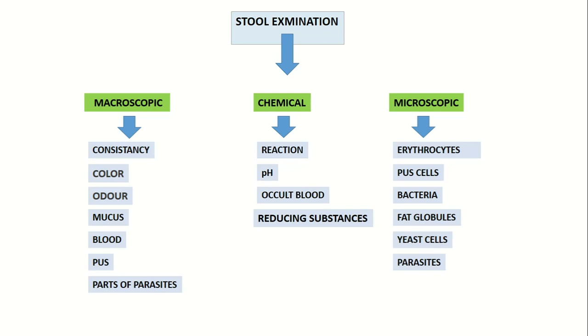As far as chemical examination is concerned, a very important chemical test is the test for occult blood. Now, occult blood is a very important theory question in pathology. And now, microscopically, go for RBC, go for pus, you check for bacteria, fat globules, and a very important thing is parasites.